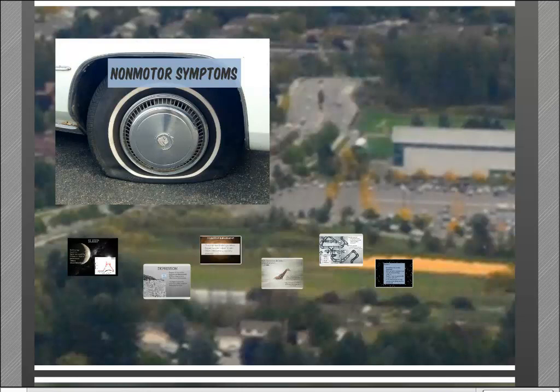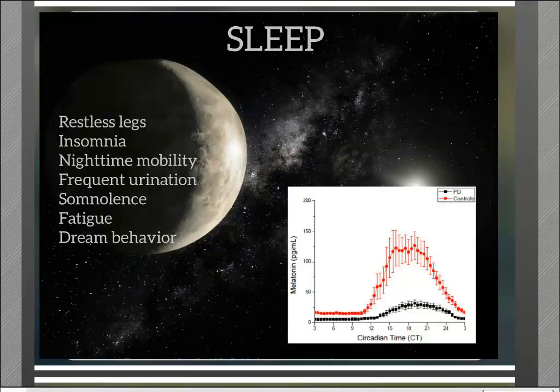We've talked mainly about movement problems with Parkinson's. Some of those other brain chemical systems that are involved can lead to other what we call non-motor symptoms. Sleep disturbances are extremely common. They range from restlessness, sleeplessness, problems moving overnight, to frequency of urination.